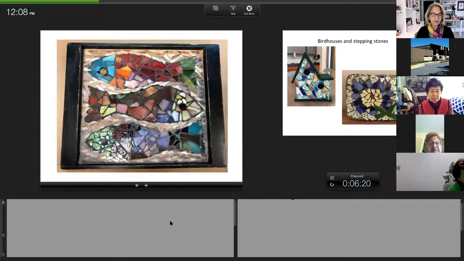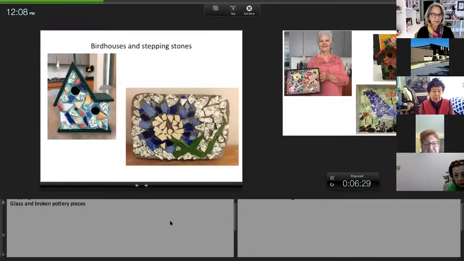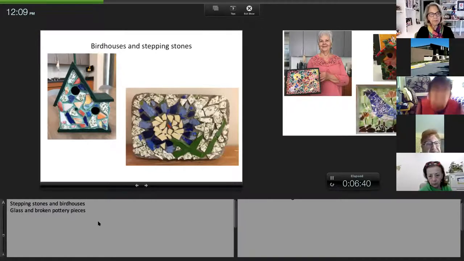This one I love. This was actually trays. Many of us made mosaic trays with translucent glass. And then the birdhouses arrived. So a lot of people enjoyed taking these birdhouses and painting them and then applying not just glass, but you can see pieces of broken pottery.